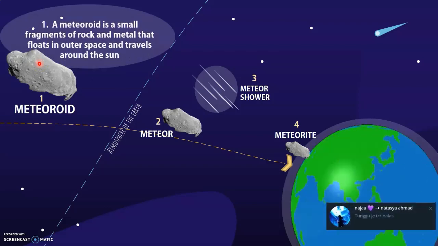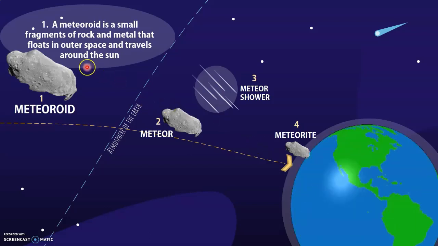A meteoroid is a small fragment of rocks and metal that floats in outer space and travels around the Sun. Like I told you before in the definition video, a meteoroid is a floating piece of stone and metal that moves in space. They float in space and travel around the Sun.